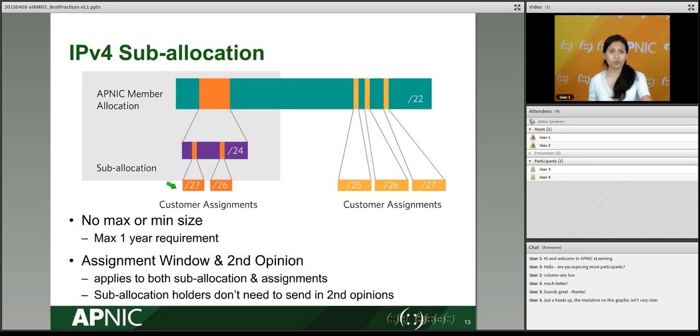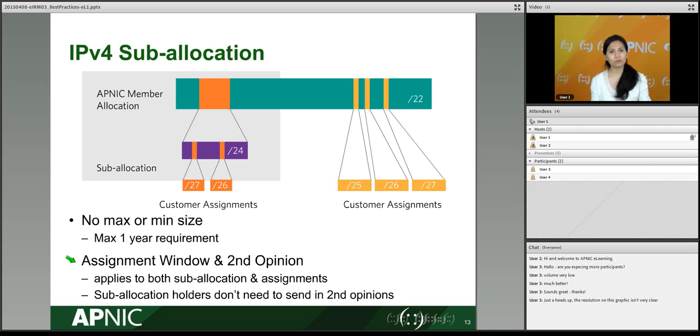The thing is, you must be able to get reasons or justifications from your customers that they will be able to use that in the next year or so. Again, that is the same objective that we use when we're assigning from the RIR to you. Now, there's such a thing as assignment window and second opinion request. What is this? When you are new to APNIC, you are usually assigned a very small assignment window. An assignment window is the size of the block that you can assign downstream to your customers when you don't exactly need a second opinion yet.